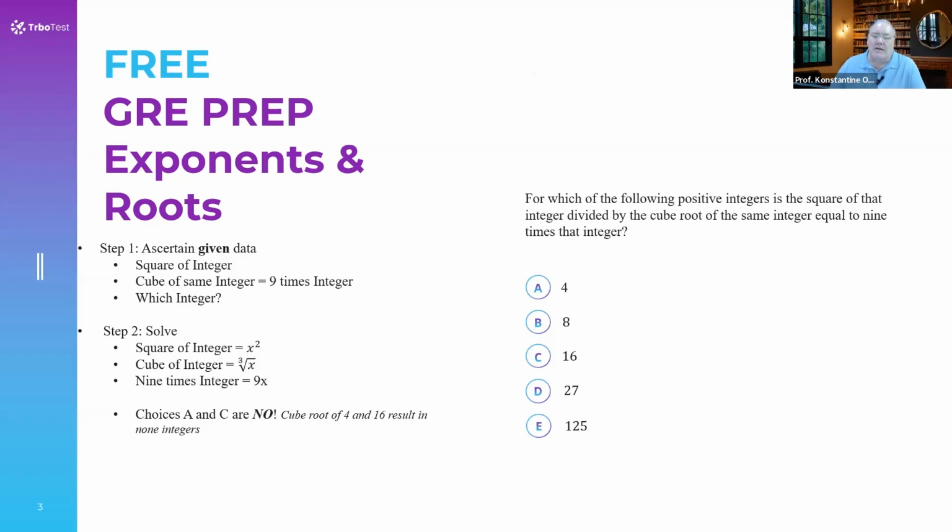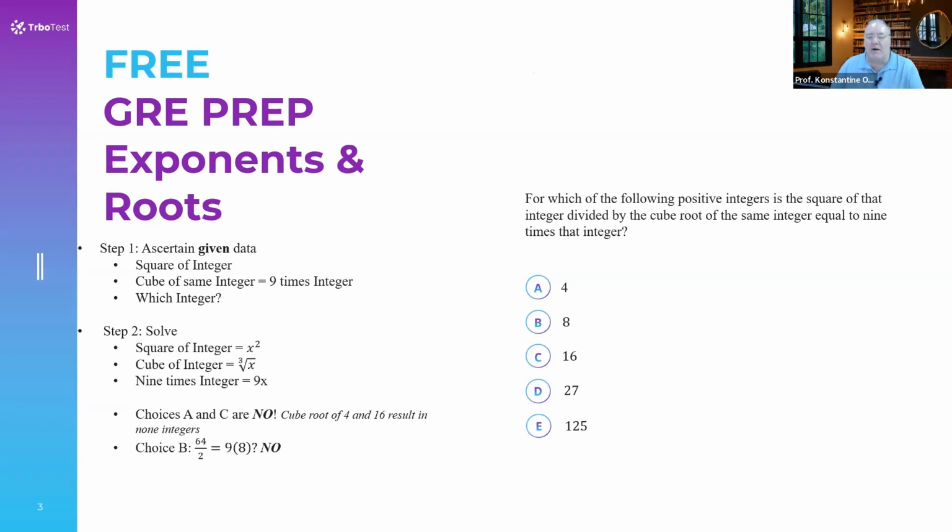If we look at these, we have to be able to satisfy all 3 factors. It has to be squared. It has to be cubed and equal 9 times the integer. So we have those 3 factors. Immediately we can look at A and C, 4 and 16, and we know they can't work. The cube root of 4 and 16 creates a non-integer. We need the answer to be an integer. So we can throw out A and C right up the top. We eliminate those. So now we're left with B, D, and E.